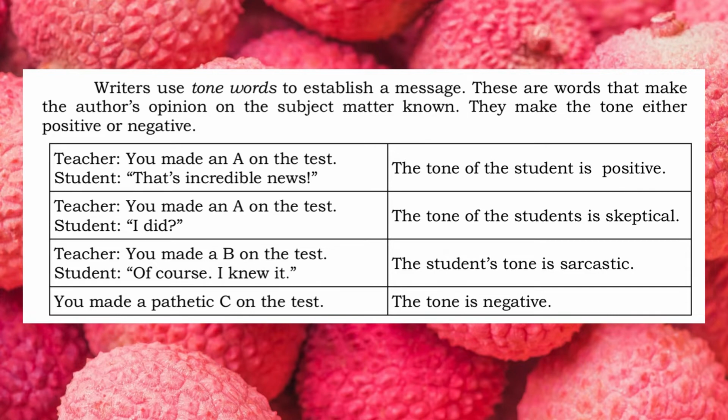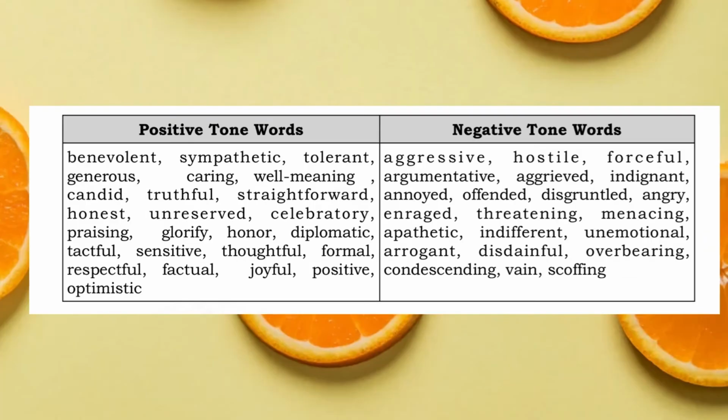And in conversation number 3, the teacher said, you made a B on the test. The student responded, of course, I knew it. The student's tone is sarcastic. And in the last part, you made a pathetic C on the test. So the tone of the teacher is negative because the student got a C on the test.